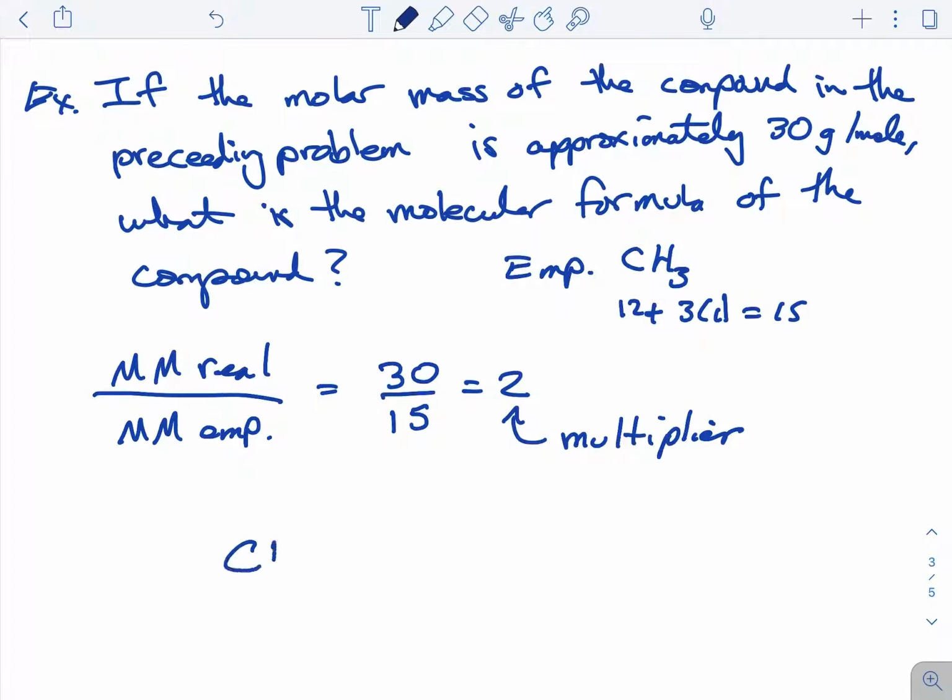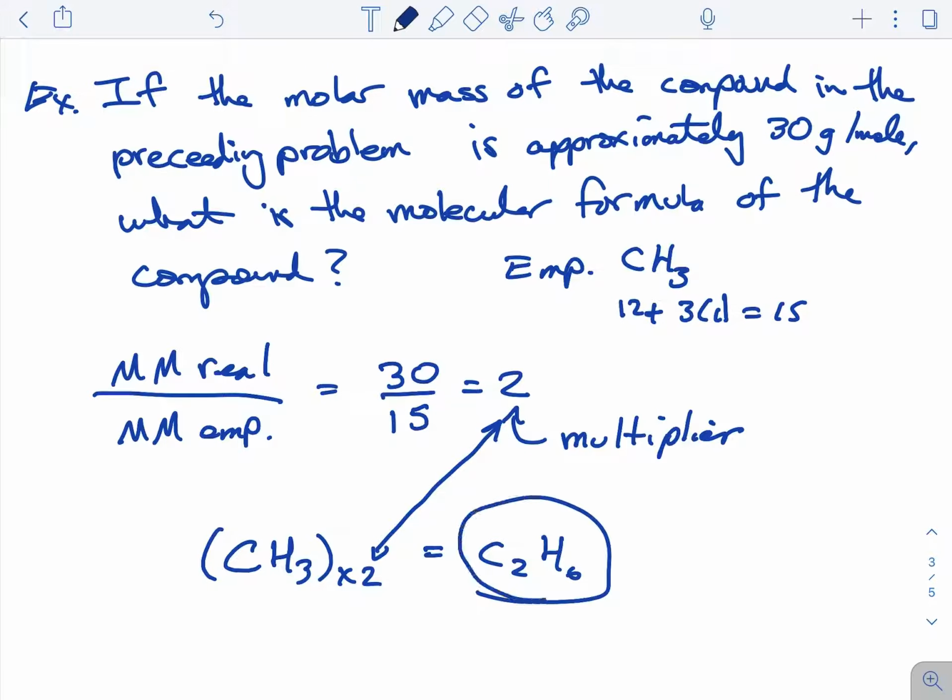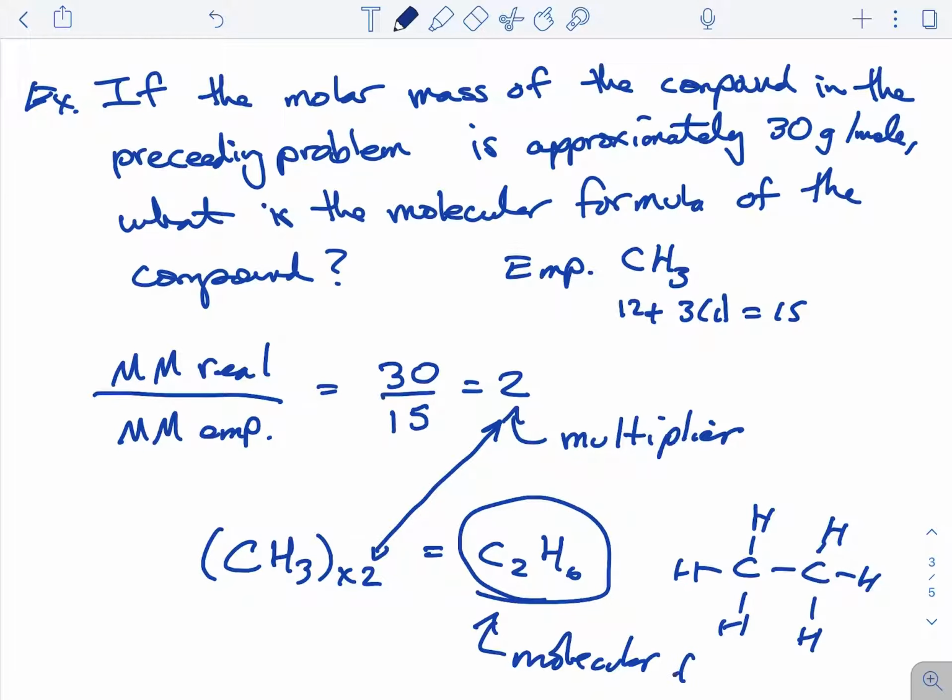In other words, I like to write it like this, like here's CH3, and we're going to multiply all of these by 2. That's my multiplier that I just found by dividing the real molar mass by the empirical formula molar mass. That comes out to be C2H6. So the actual molecule we're dealing with has 2 carbons and 6 hydrogens, right? So that's what the actual molecule would look like, because that's the molecular formula of the compound, okay? Instead of the empirical formula, which is just the lowest whole number ratio, all right?